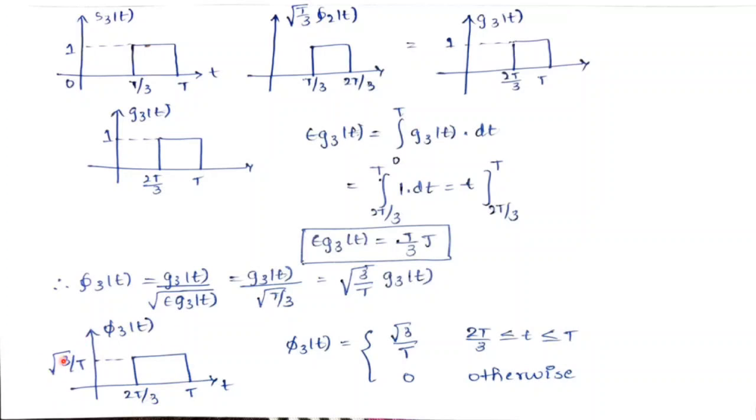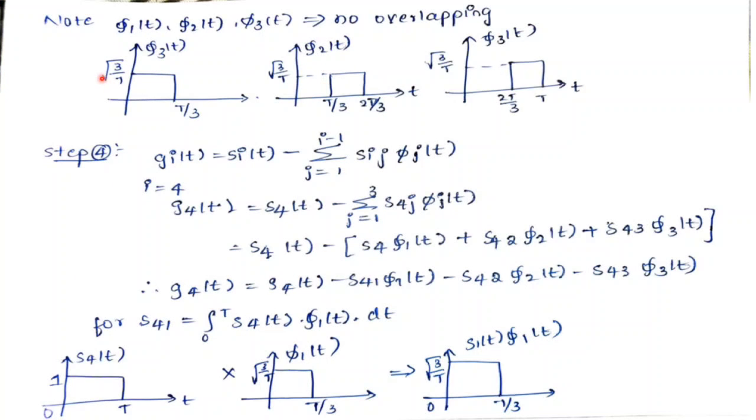So plotting the graph for phi 3 of t we will get this, and last we can write the conditions such as phi 3 of t is root 3 by t when 2t by 3 is less than or equal to t and less than or equal to t, and 0 otherwise.